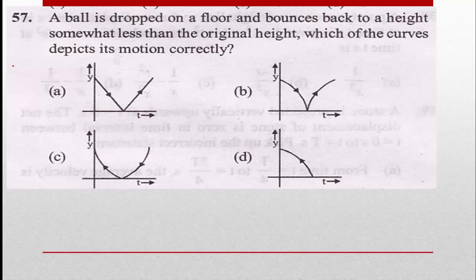And then the question number 57. A ball is dropped on a floor and bounces back to a height somewhat less than the original height. Which of the curve depicts its motion correctly? The graph represents how one physical quantity varies with respect to another physical quantity. It gives a visible impression about how the physical quantities vary with respect to each other. Here the ball is dropped on a floor.